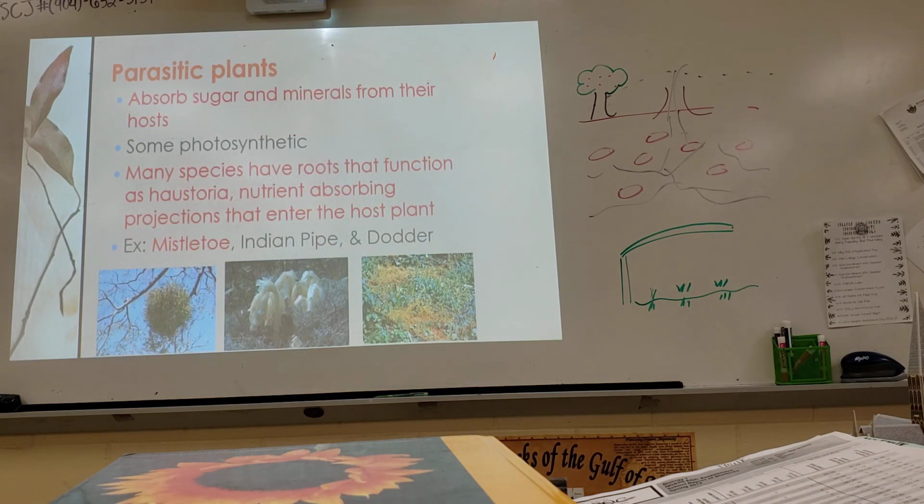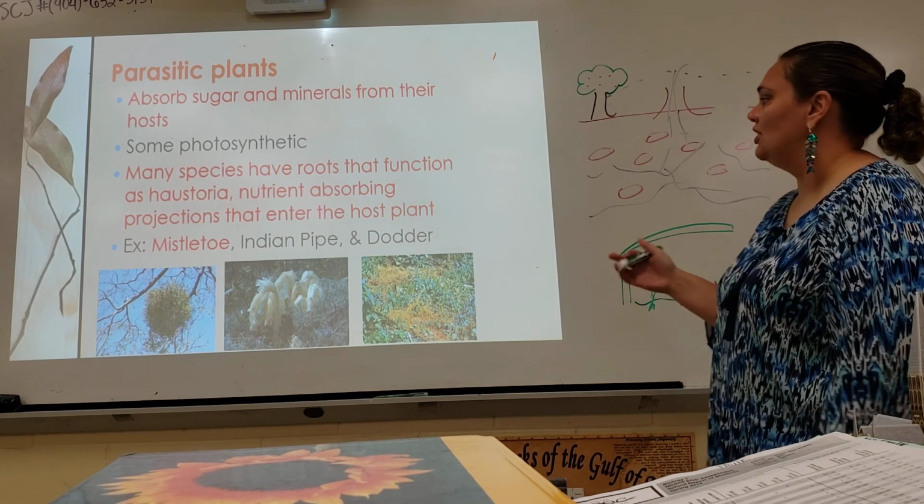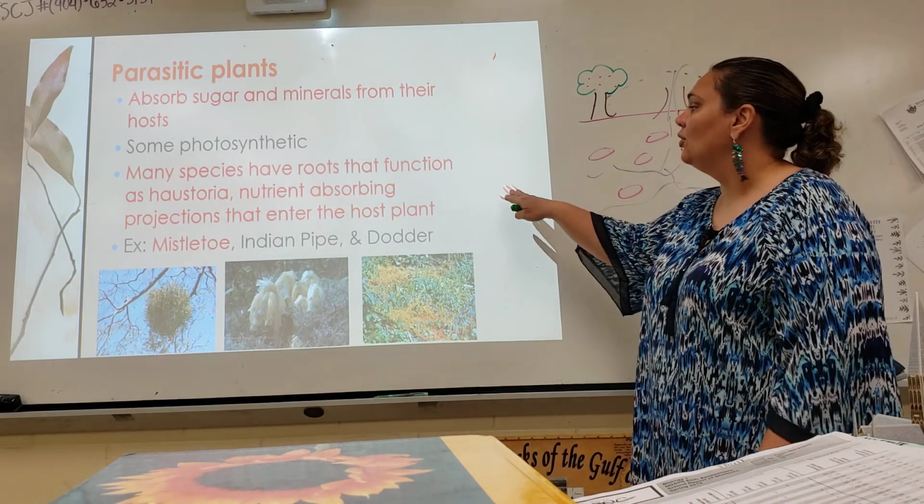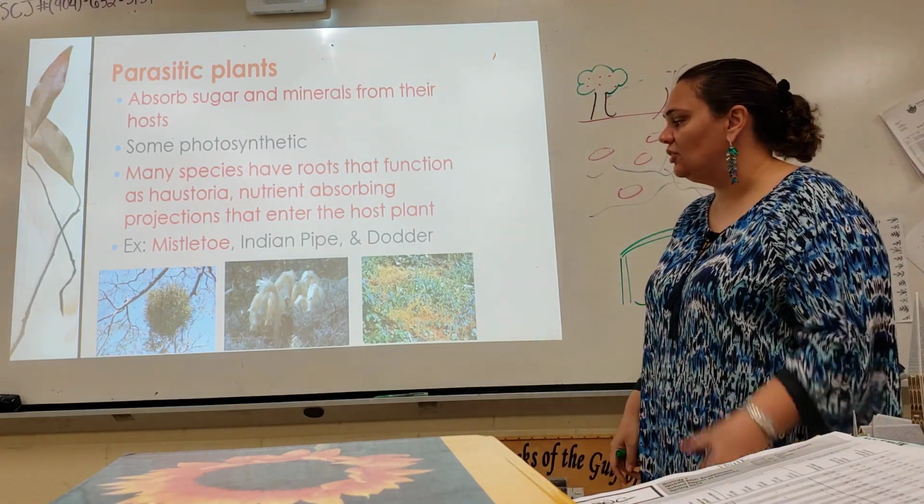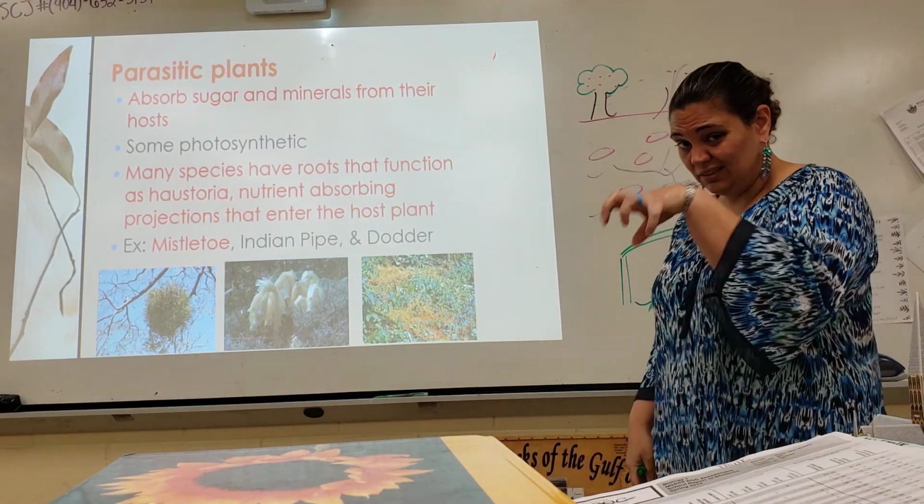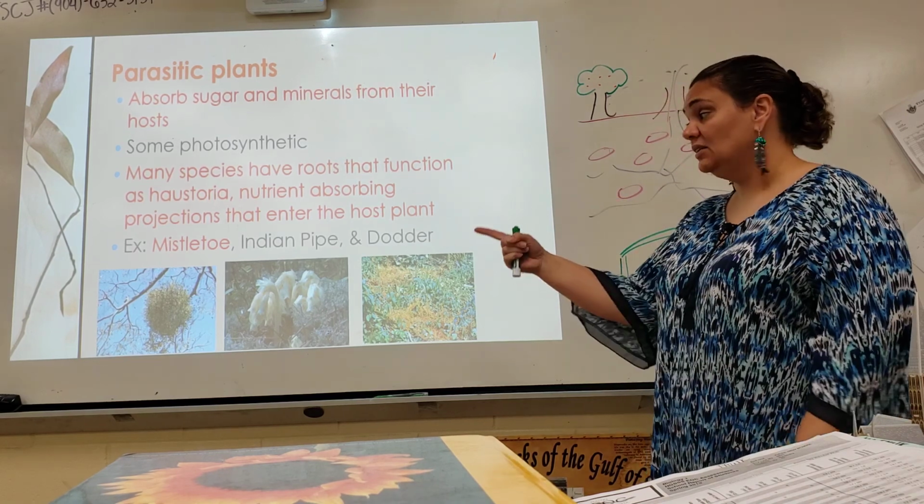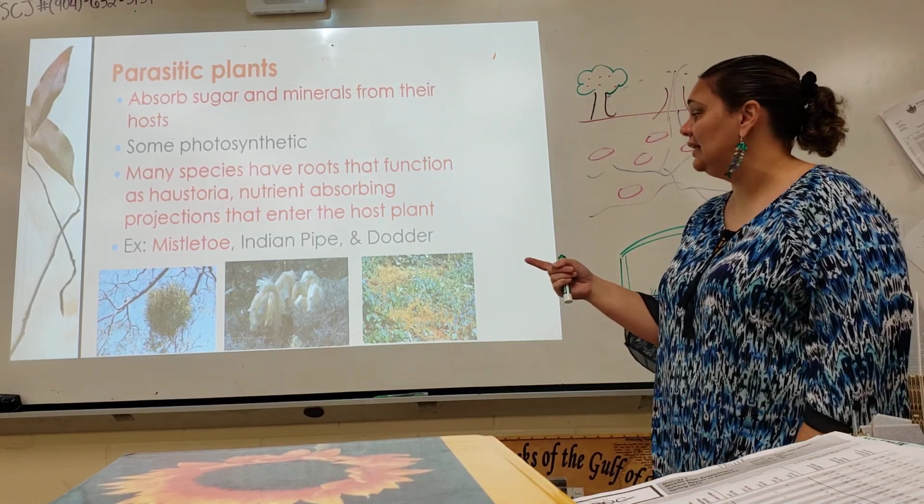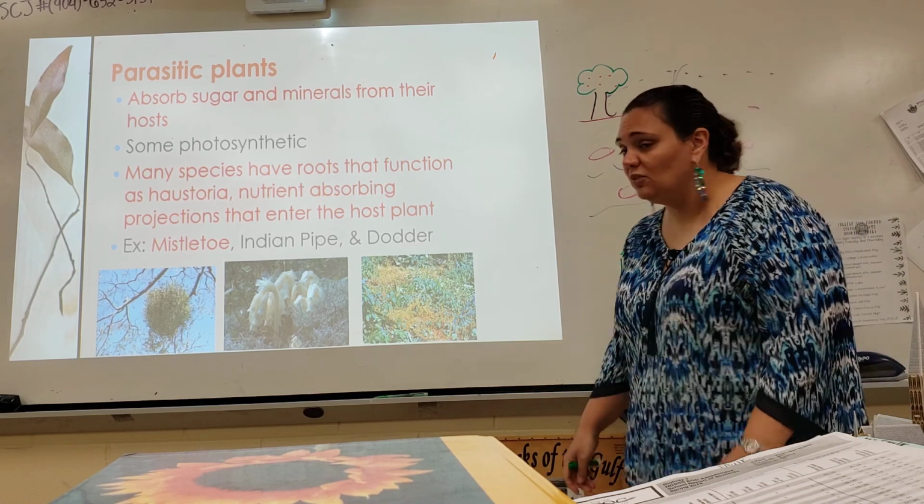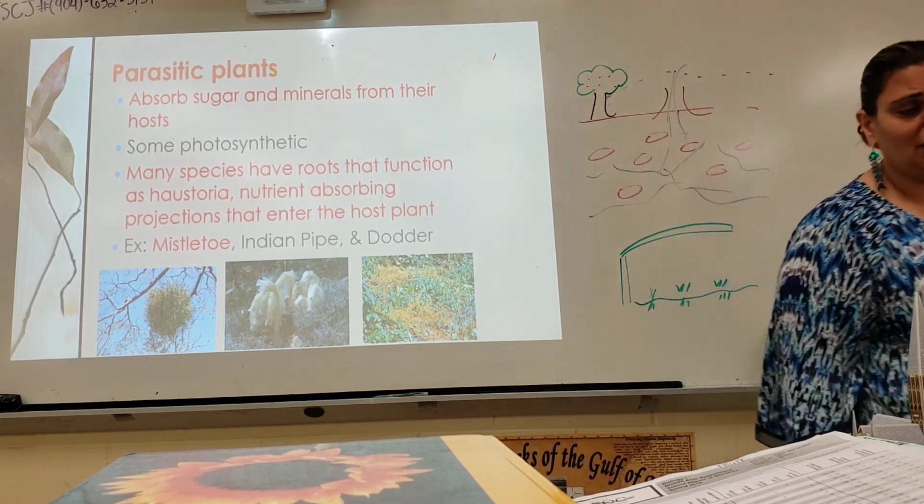And of course we have parasitic plants. They absorb sugar and minerals from their host. Many species have roots that will function as haustoria, which are nutrient absorption structures that enter the host plant. They'll basically suck the nutrients out of them. Mistletoe, believe it or not, is actually parasitic. Indian pipe, dodder. So mistletoe, the plant that we use as romance, is actually a parasite.